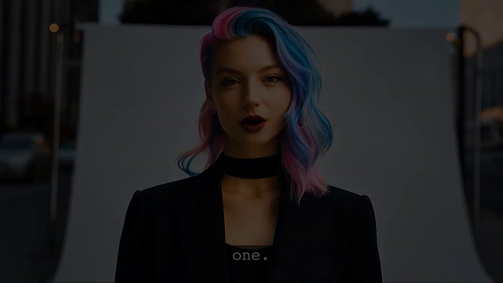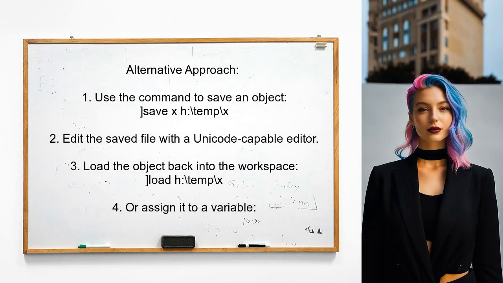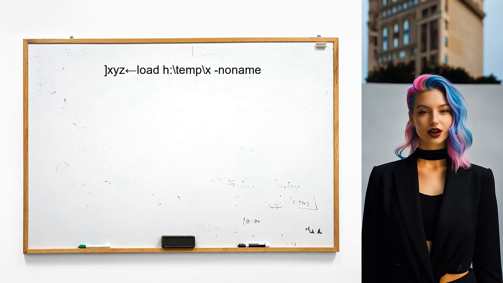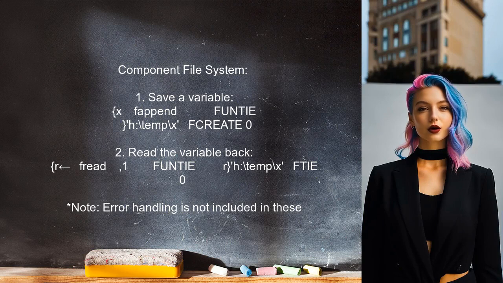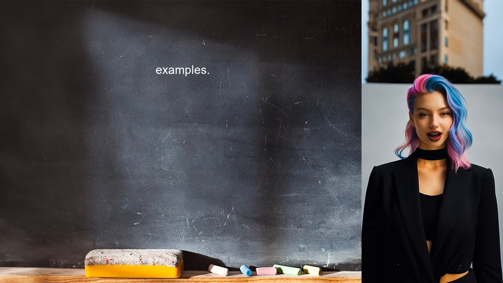Let's explore another one. This user points out that the Dyalog APL interpreter doesn't provide a straightforward way to save and rebuild any variable type due to complexities like namespaces and objects. They mention that serialization isn't ideal since it's not human readable. Instead, they recommend using the user command to save objects to a file, which can be edited and reloaded easily. Additionally, the user introduces the component file system, which allows for saving and reloading variables easily. They provide examples of how to append and read files, emphasizing that while these examples are simplified, they demonstrate the functionality well.